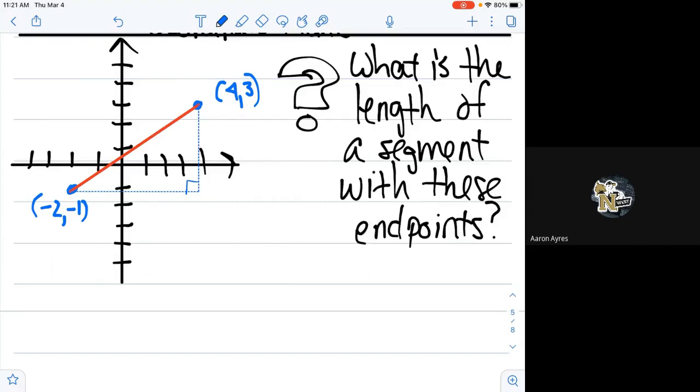And even more so, Trish did all the dimensions for you. Because this would be a side length now of 6, and this would be a side length of 4. So then the red segment becomes what side of the right triangle, Madeline? The hypotenuse. And now you can use the Pythagorean theorem again.